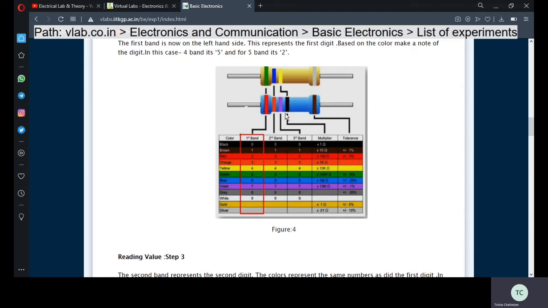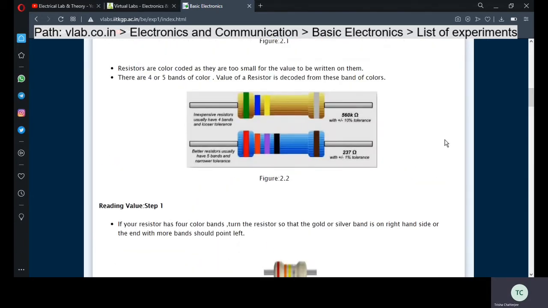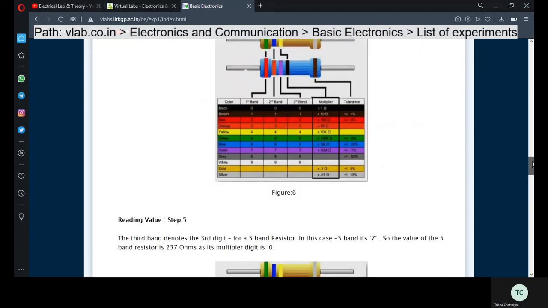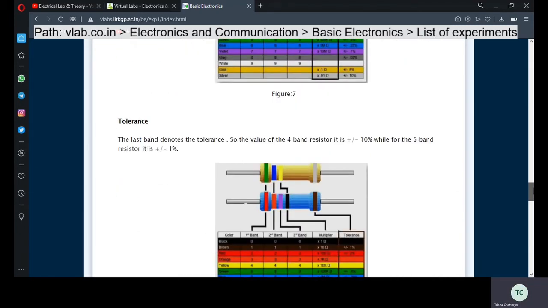237. And then the fourth band is the multiplier, which is black. Black is times 1, which means the total is the digit value only. So 237 ohm with a tolerance of brown color, which means plus minus 1%. So let's see, yes, we have already calculated the same thing: 237 ohm with a tolerance of plus minus 1%. Okay, so these are the steps. All the steps are denoted here.